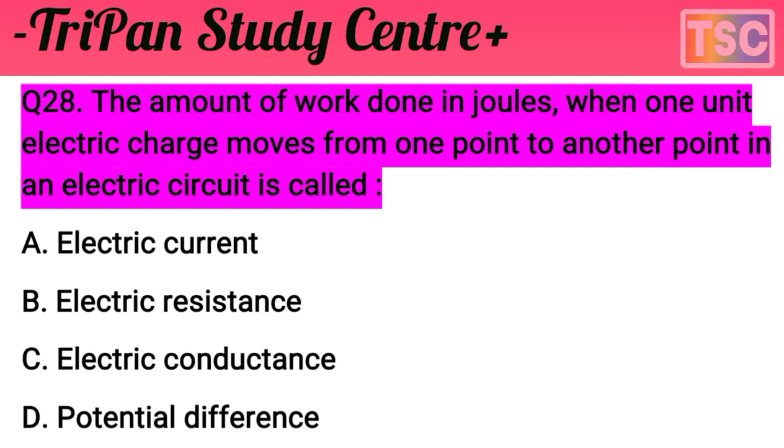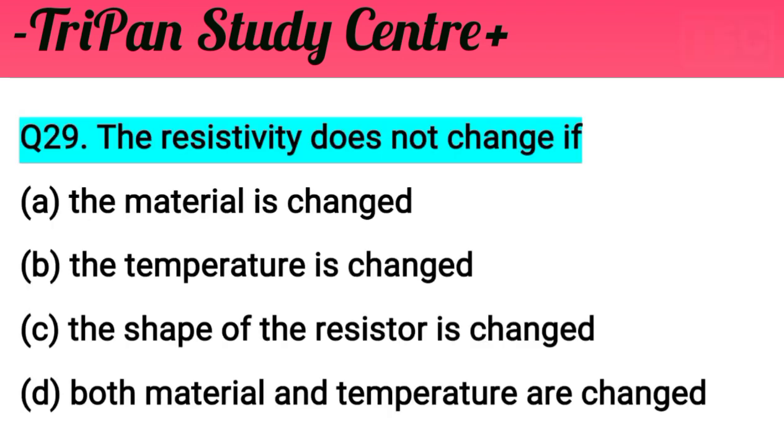Let's see the next question on your screen. The resistivity does not change if: A, the material is changed; B, the temperature is changed; C, the shape of the resistor is changed; D, both material and temperature are changed. The question is clear: the resistivity does not change if.